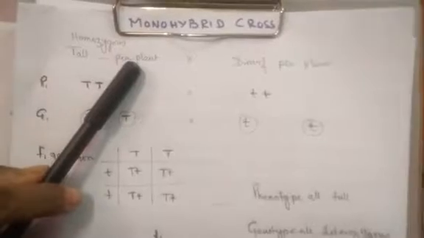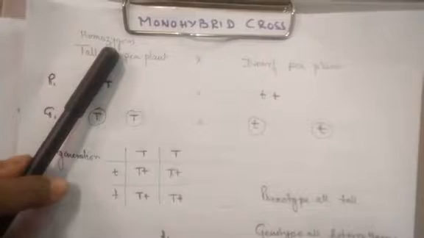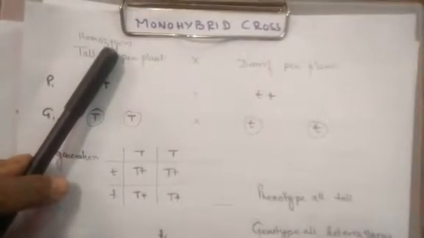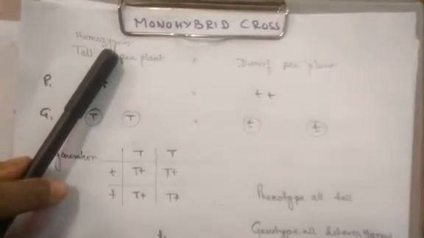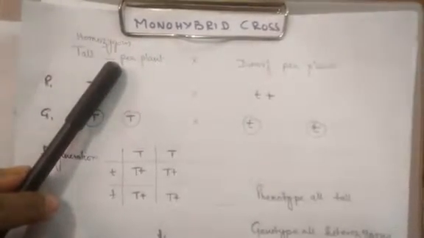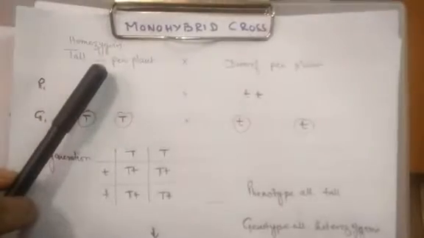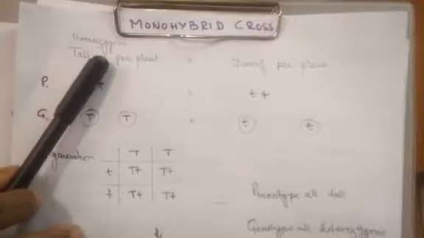cross is done between a homozygous tall pea plant. So already we have discussed what you mean by homozygous. Homozygous means the organism has both the alleles similar. Clear? Because we all know that for each and every characteristic we have two alleles. If these alleles are similar, we call it homozygous. If these alleles are different, we call it heterozygous. So there is a cross between homozygous tall.